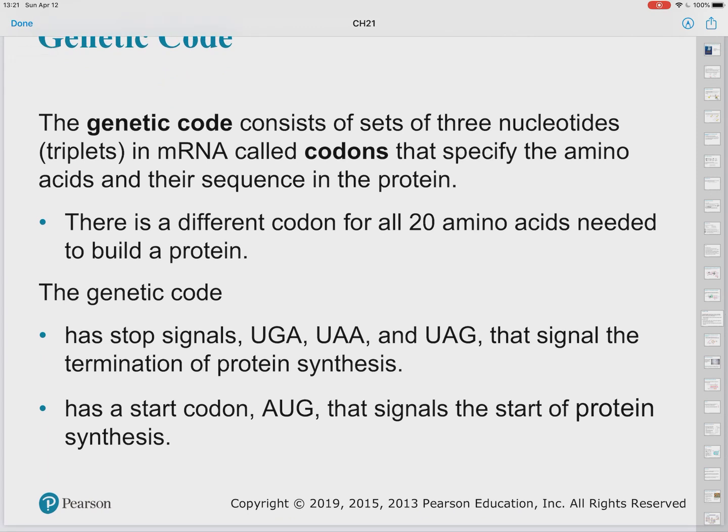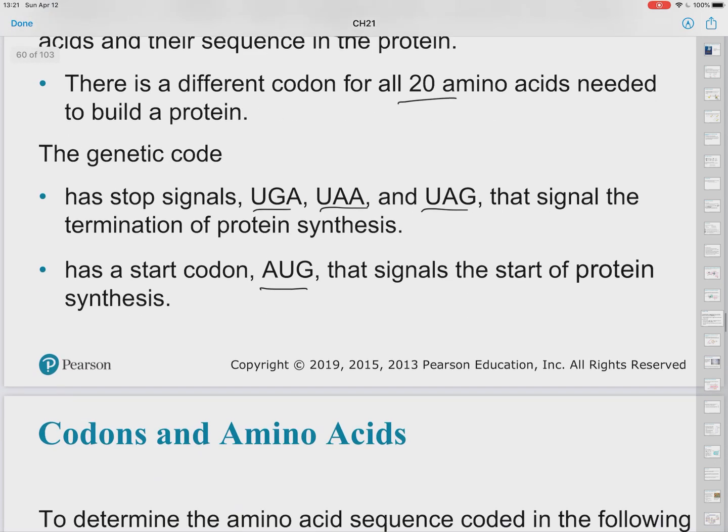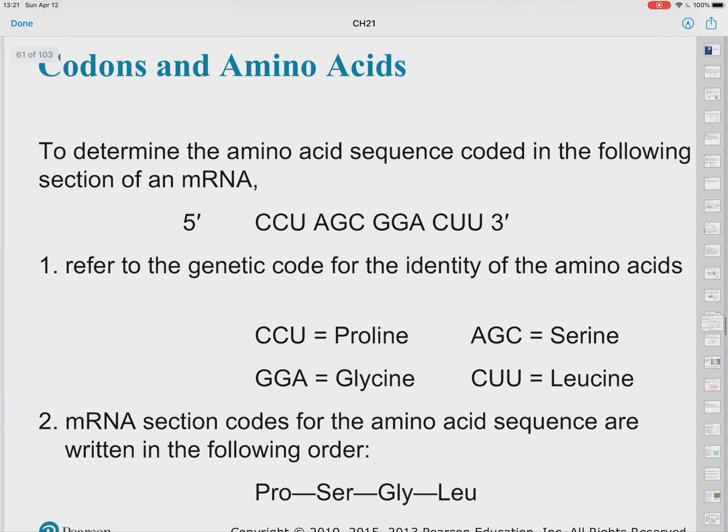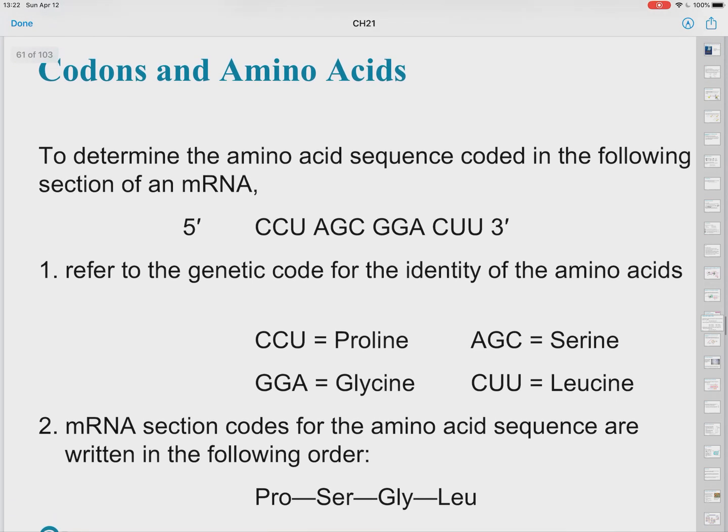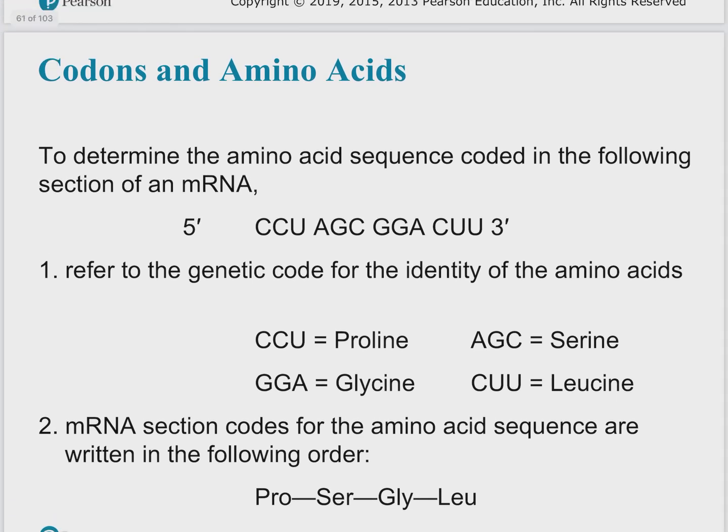Now, the genetic code refers to 3 nucleotides at a time, and we would read these from 5' to 3' on the mRNA, and we're going to call them codons. Now, there's codons for each of the 20 amino acids, and then there's our stop codons, and then there's a start codon. So let's take a look at those.